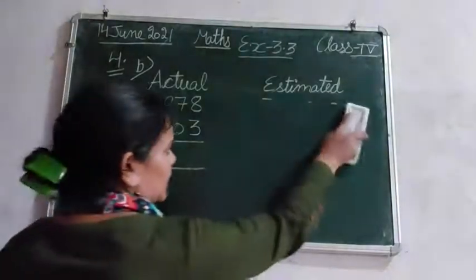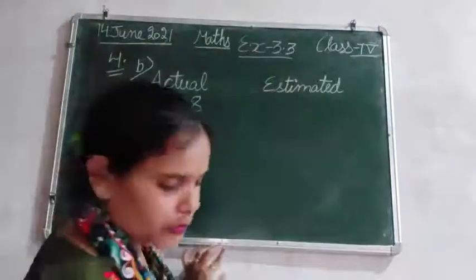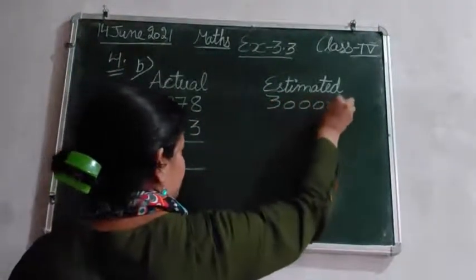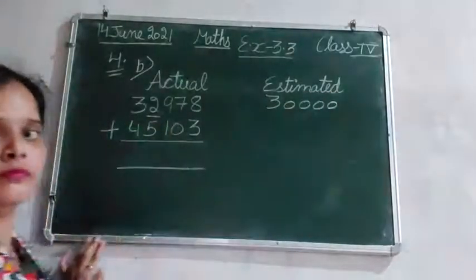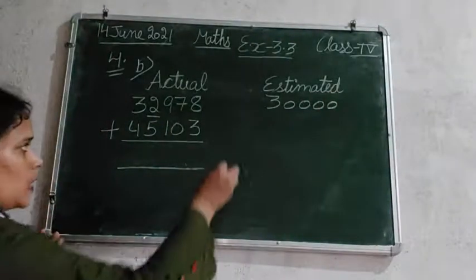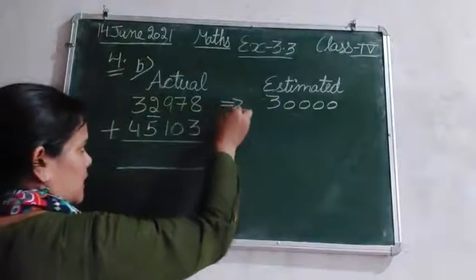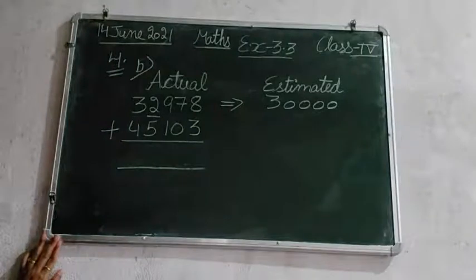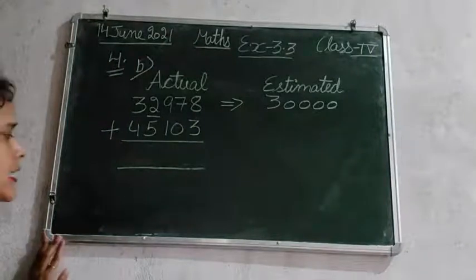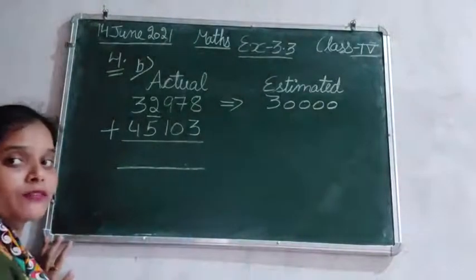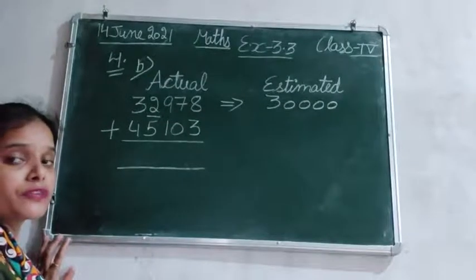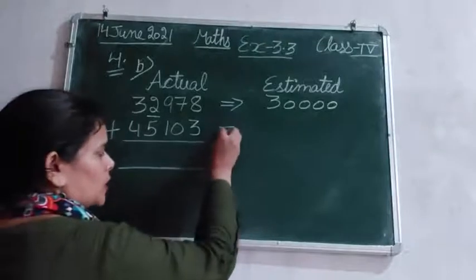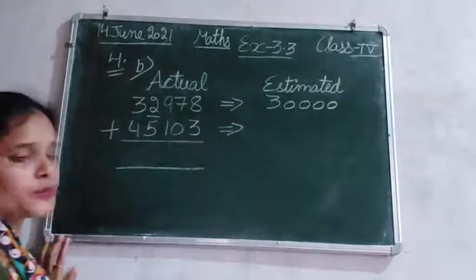We will write it in a row. That is 30,000. Clear? So after estimating 32,978 to the nearest 10,000, we got 30,000. Next is 45,103. We need to round it off to the nearest 10,000.